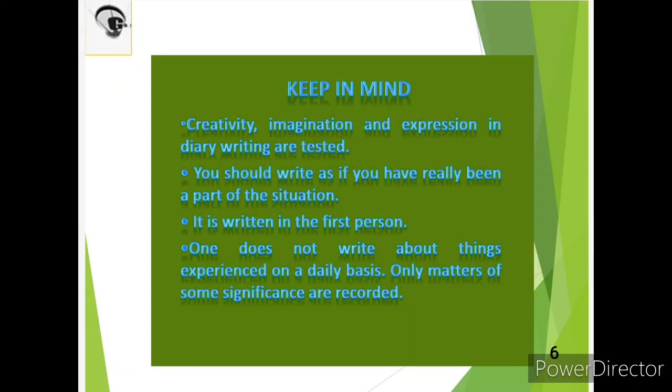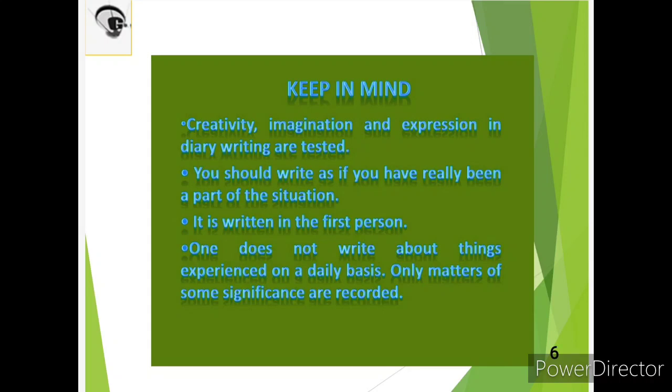So what we all need to keep in mind while making a diary entry. Creativity, imagination and expression in a diary entry are tested. You should write as if you have really been a part of the situation. It is written in the first person. Please keep this thing in mind. It is written in the first person.